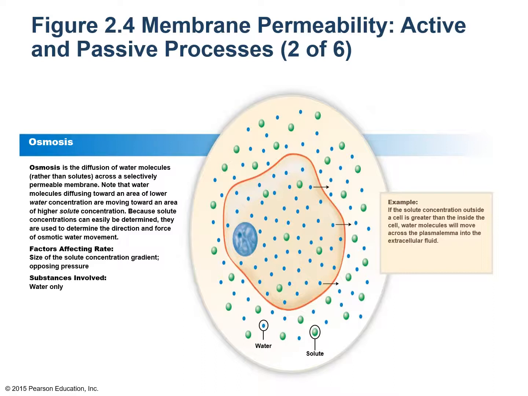So osmosis is the movement of water molecules from a region of higher concentration to a region of lower concentration. That means the water molecules are going to move from inside the cell to outside across this orange semi-permeable or selectively permeable membrane. So this is an example of osmosis.